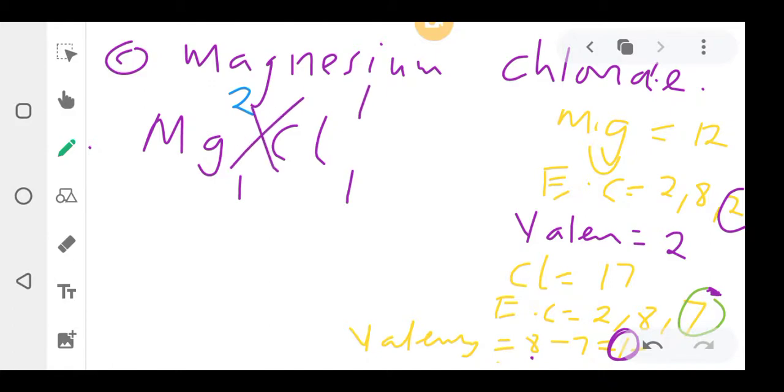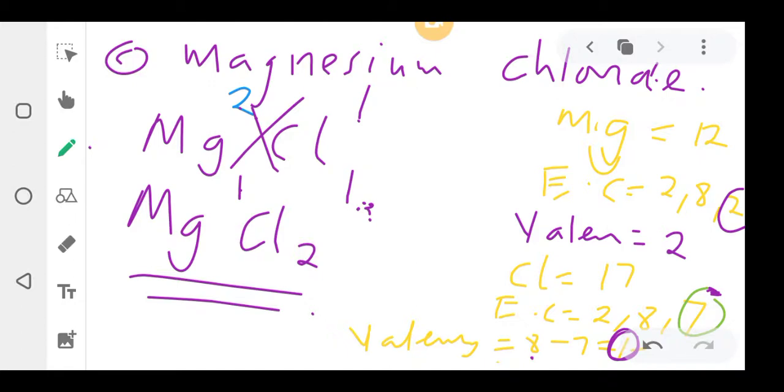Then cross multiply. So it will be magnesium, 1 times 1 is 1. 2 times 1 here, it will be chlorine 2, because this 2 is going this side, multiplying the 1 this side. So this is the answer, MgCl2.